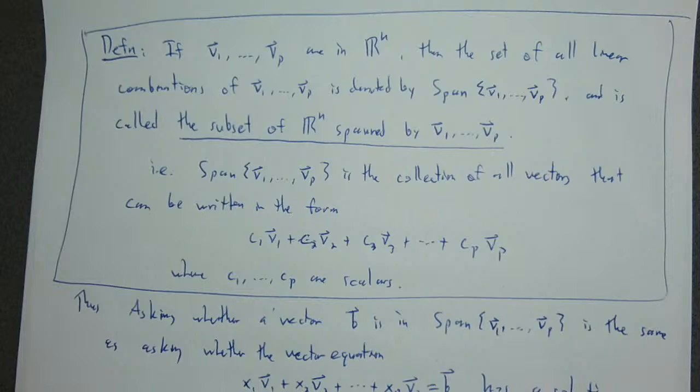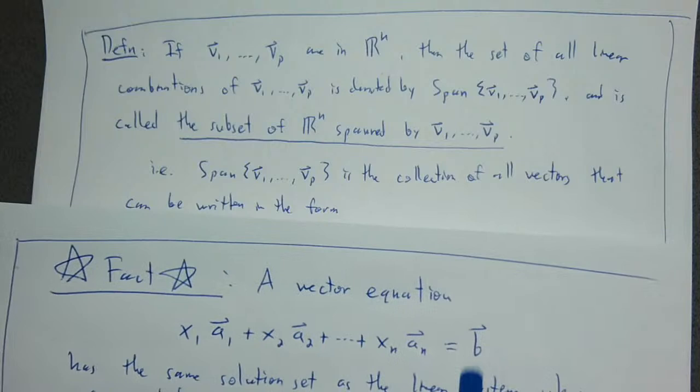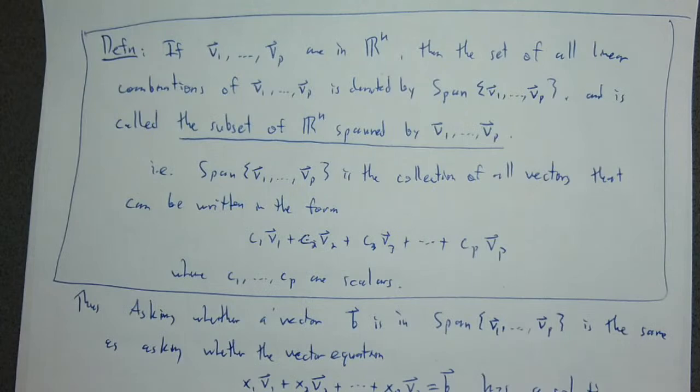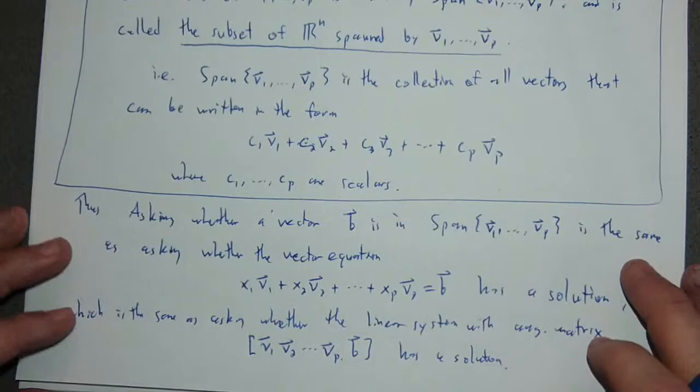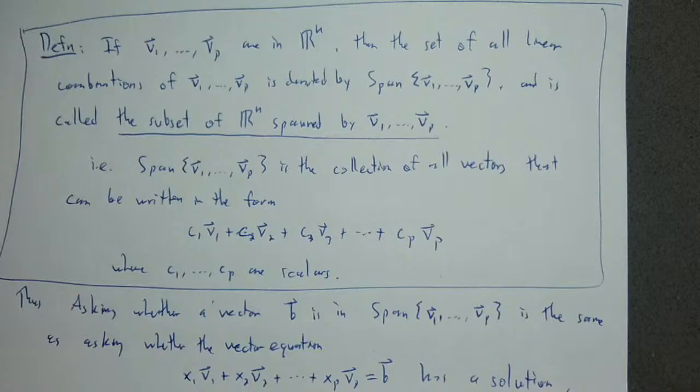So what I was saying here, I could ask this same exact question: does B lie in the span of the vectors A sub 1 through A sub n? If this equation has a solution, then yes, and if it doesn't, then no. And if it has more than one solution, well, you're happy. It definitely lies in the span in that case. It's even better. I said that here: asking whether or not a vector is in the span is just asking whether or not this has a solution, which is asking whether or not this linear system has a solution.